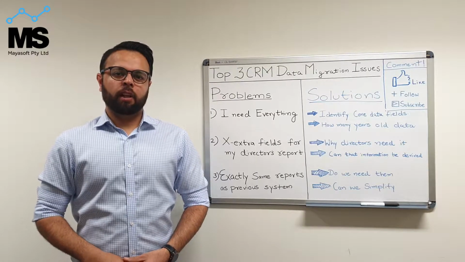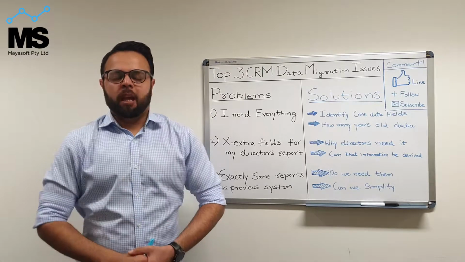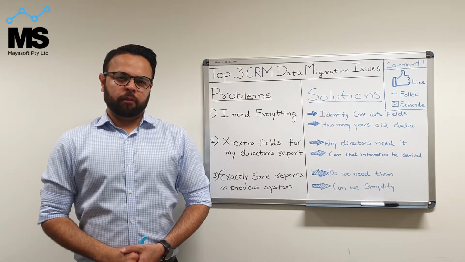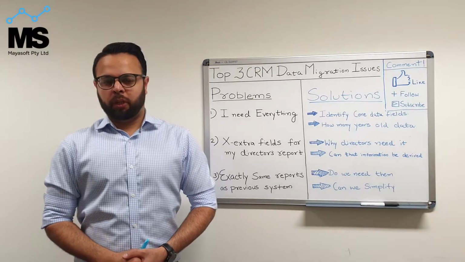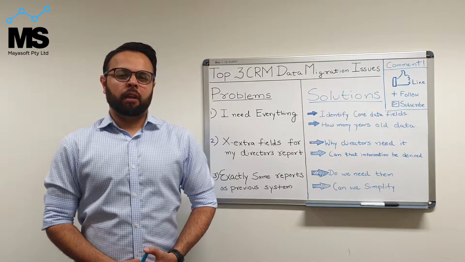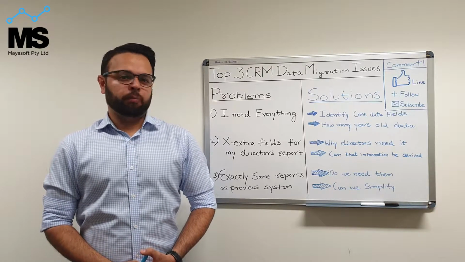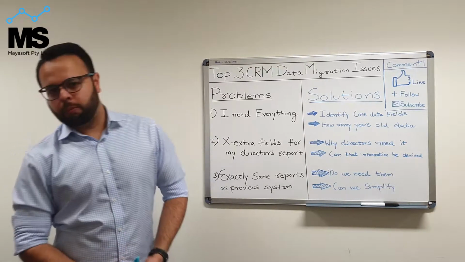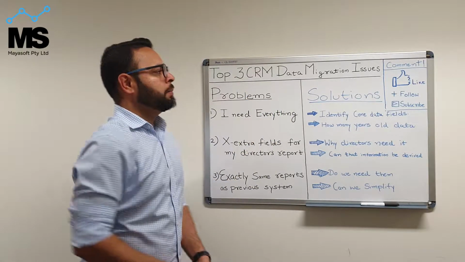Good day and welcome to another episode of Whiteboard Wednesday. Whiteboard Wednesday is a series where we talk about how technology can be used to leverage and resolve complex business problems. In this series, we take up real life business problems and simplify them. So let's jump into today's problem, which is the top three CRM data migration issues.